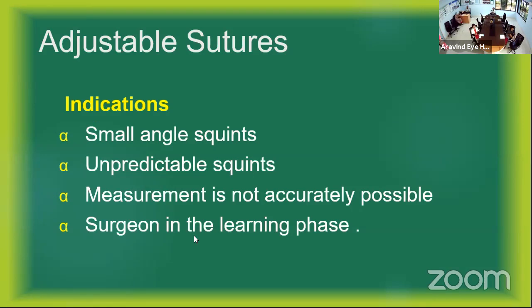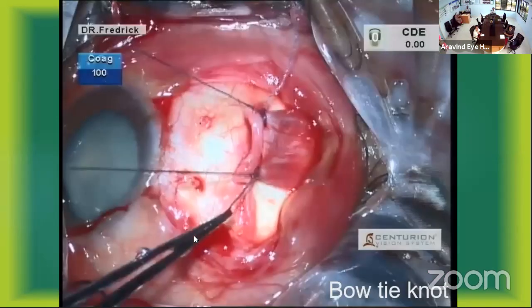So for a good outcome in cases like very small angle squints or unpredictable squints, where measurement is not accurately possible, especially in children, and when the surgeon is in the learning phase, we use the adjustable sutures. So this is the last part of the talk. We'll go into the videos as to how we put an adjustable suture.